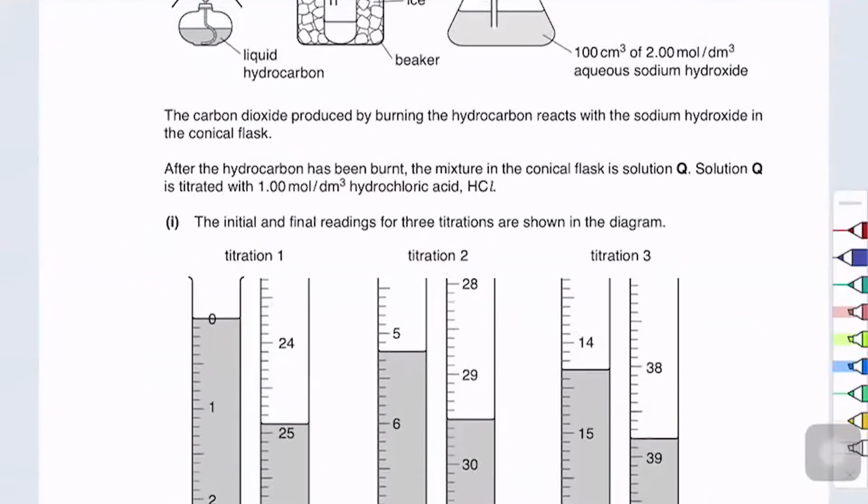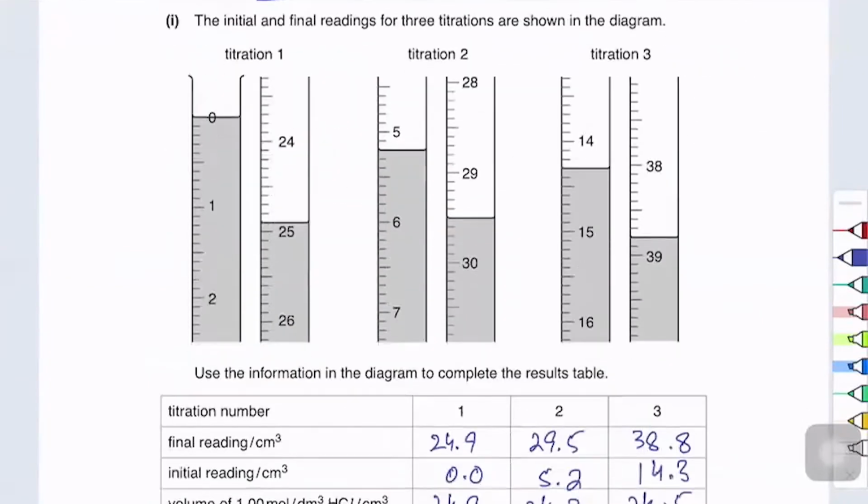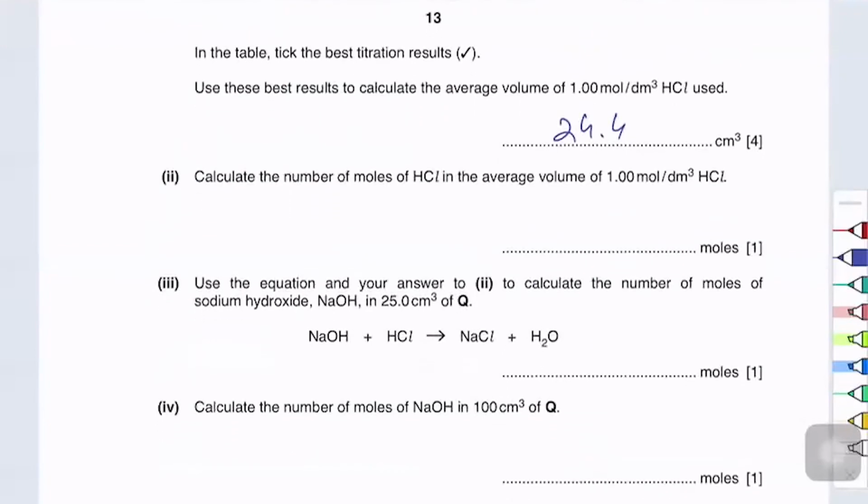That was the acid, and you already know the concentration is 1. Calculate the number of moles of HCl in the average volume. You already know n equals CV. So average volume is 24.4 over 1,000, and C is 1. So this is going to be 0.0244. You can also write 2.44 times 10 to the power minus 2. Both of them are acceptable.